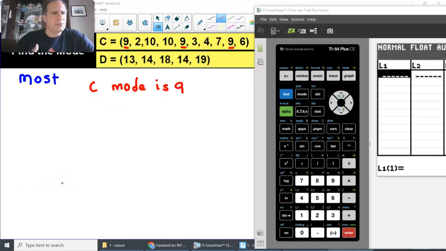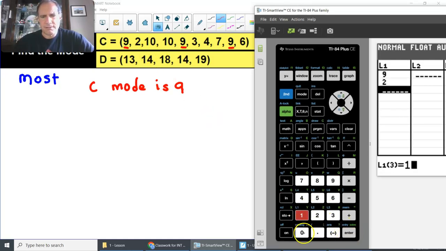So let me show you a little bit of a trick that the calculator will do for you. If you put this list in, say C, we already know that the mode is 9 because it was used 3 times. So I'm just going to put 9 in. I'm just going to put this list in and press enter. And then 2, enter, 10.